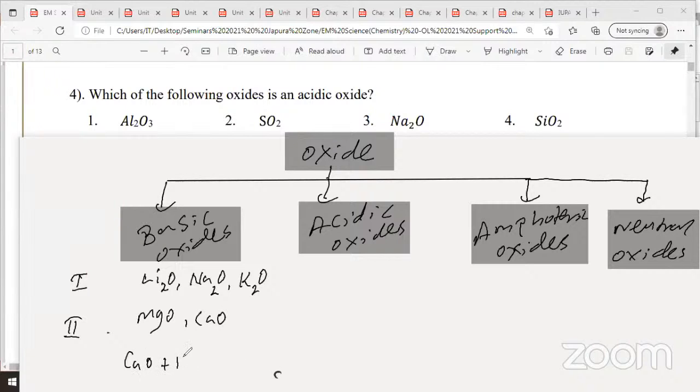Calcium oxide reacts with water. That's how you prepare lime water. So this is just one example. Why is it called basic? If you put any of this white powder into water, it forms hydroxide. For example, calcium oxide plus water gives calcium hydroxide. Calcium hydroxide, that's a weak base.